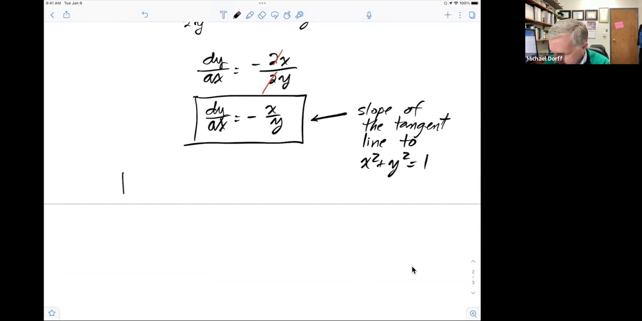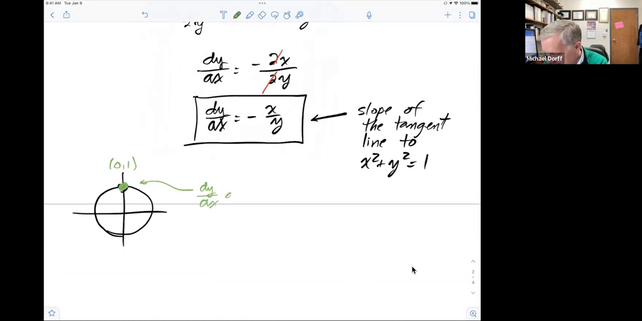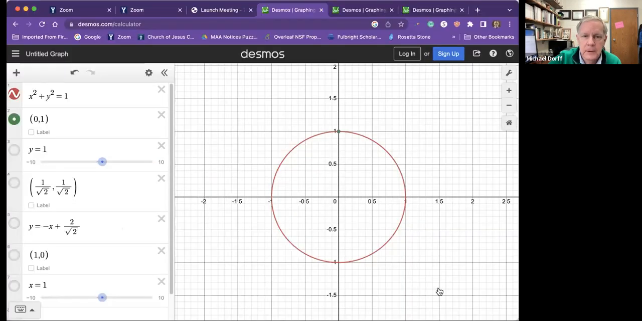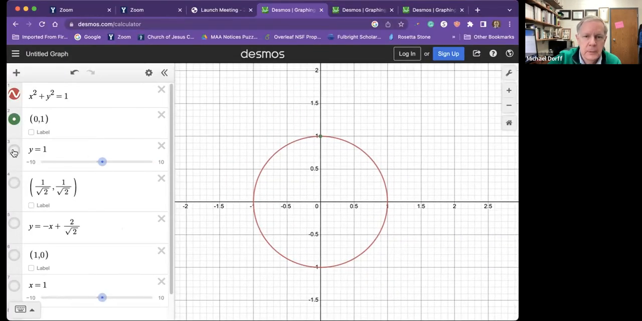So we're going to look at this circle of radius 1. We're going to look at this point up here, and that point is 0, 1. So what is the slope dy dx at 0, 1? Well, dy dx equals negative x over y, and when I plug those in, I have negative 0 over 1, which is 0. So the slope is 0, and you get this flat line like this. And when I go back to Desmos here, you can see that when I graph that in there, I get this straight green horizontal line.